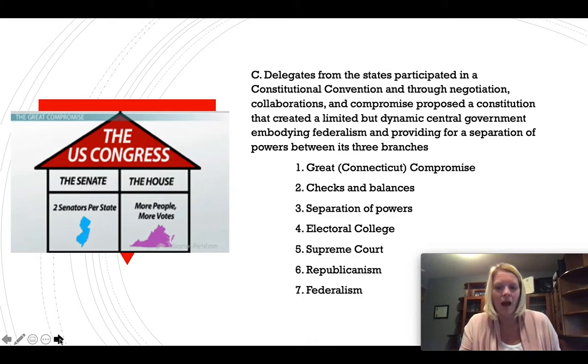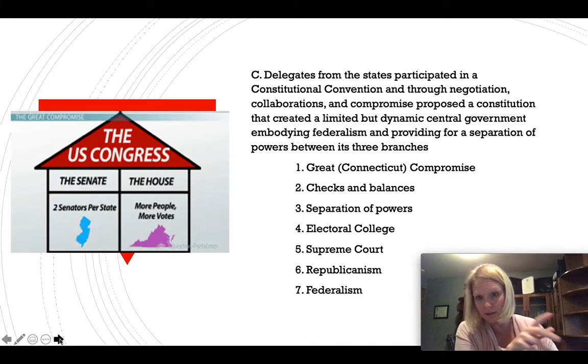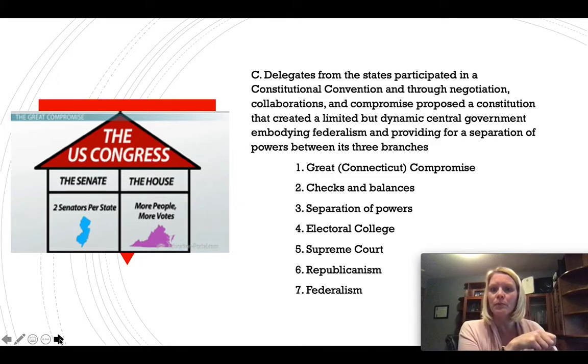What are we going to do? How are we going to make the Articles of Confederation stronger? Because clearly for the past 6-8 years, it hasn't been working. It's not been strong enough. And it's Shays' Rebellion that really tips the scale to help us realize this. So delegates from each of the states participate in a constitutional convention. I should tell you that 12 of the 13 states showed up to it. Rhode Island didn't show up. And through negotiation, collaboration, and compromise, they propose a constitution that creates a limited but dynamic central government.